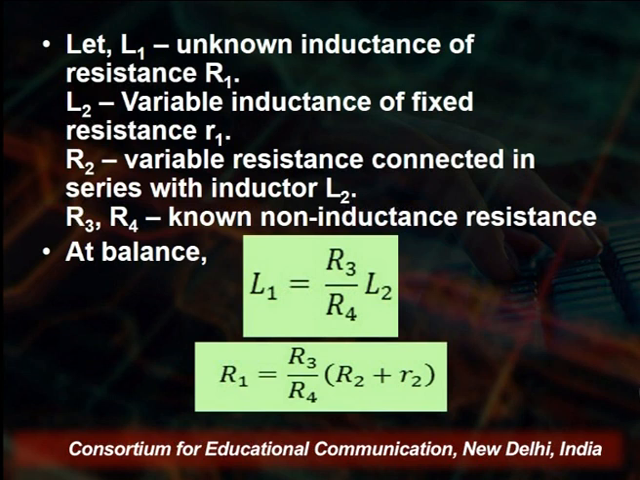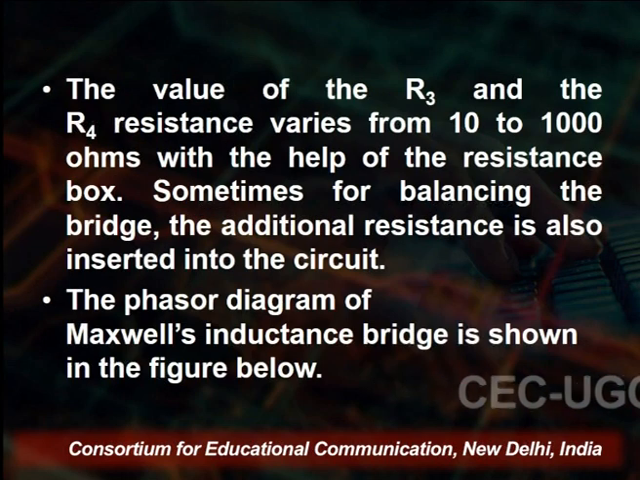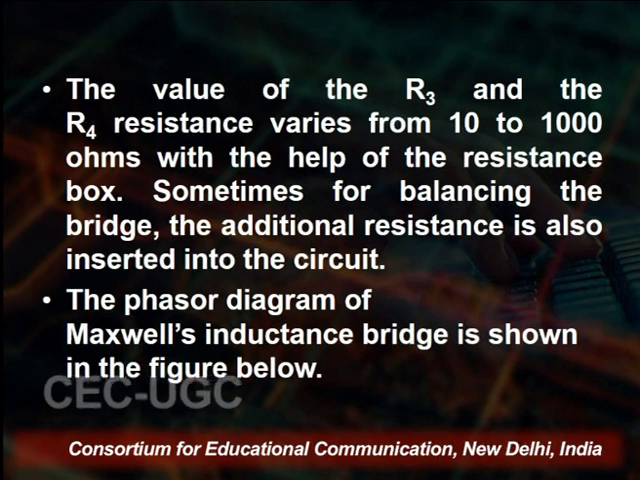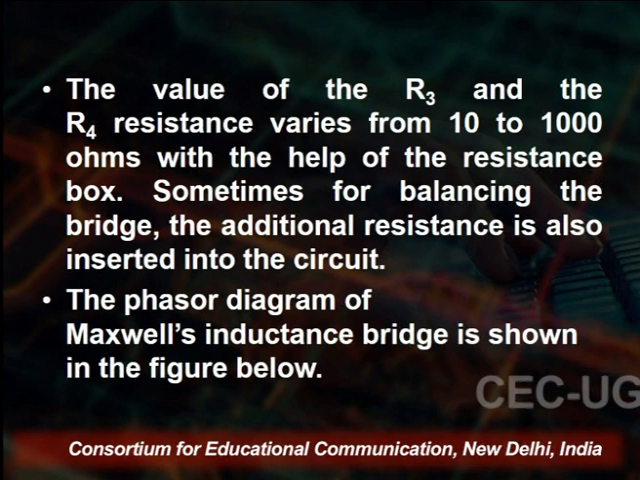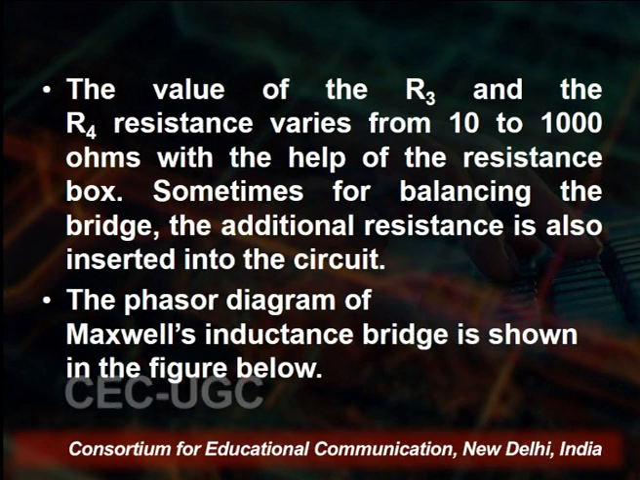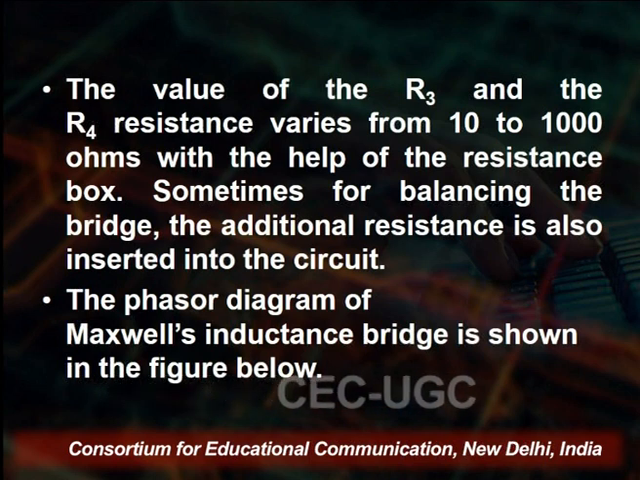When the two inductances L1 and L2 are balanced, we can write L1 is equal to R3 by R4 into L2, and we know that R1 is equal to R3 by R4 into (R2 plus r2). The values of R3 and R4 resistance vary from 10 to 1000 ohms. With the help of a resistance box, we can vary the value of R3 and R4, which are variable resistances. Sometimes for balancing the bridge, an additional resistance is also inserted in the circuit.